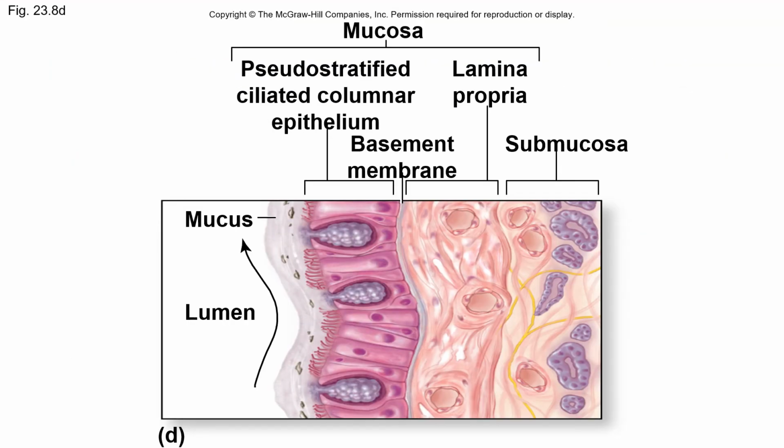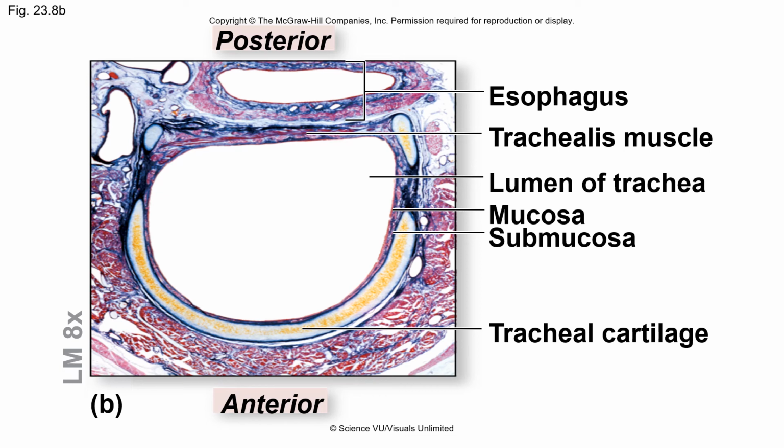Let's see how this looks. One specific example, the trachea. We see the mucosa here on the very inside. We see a little bit of submucosa around that. And then we see a very large amount of tracheal cartilage forming, again, as we said, one of these sort of C-shaped rings. And then we see a large collection of smooth muscle known as the trachealis muscle here on the posterior aspect of the trachea.